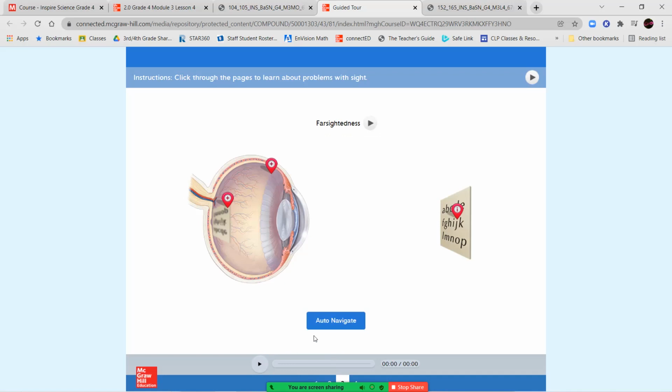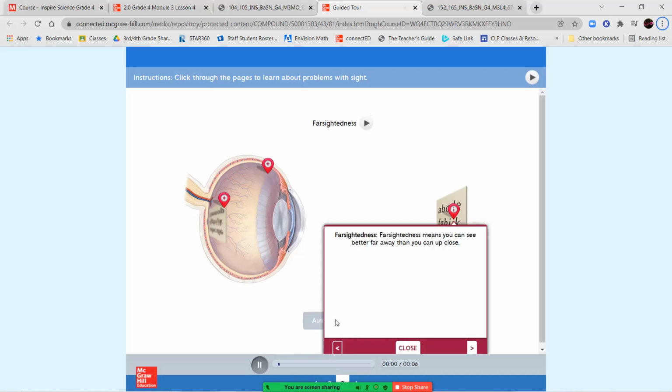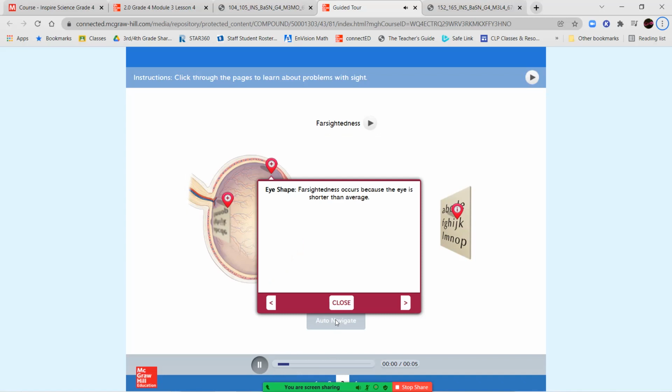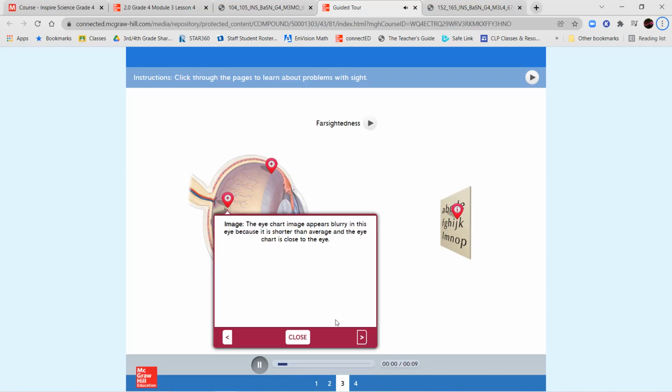Now let's take a look at farsightedness. Farsightedness means you can see better far away than you can up close. Eye shape: farsightedness occurs because the eye is shorter than average. Image: the eye chart image appears blurry in this eye because it is shorter than average and the eye chart is close to the eye.